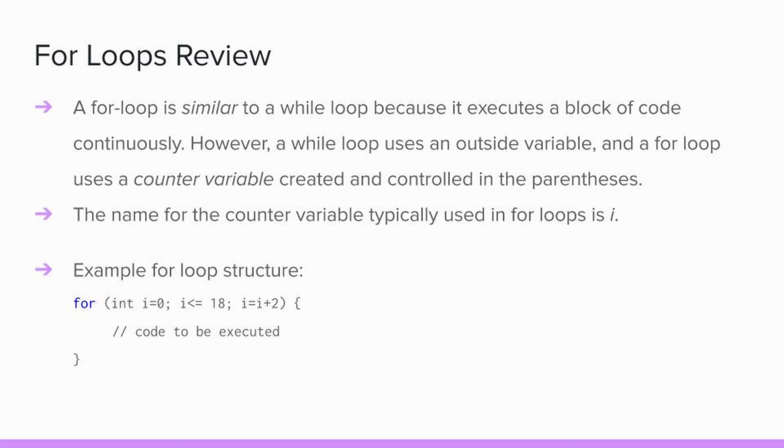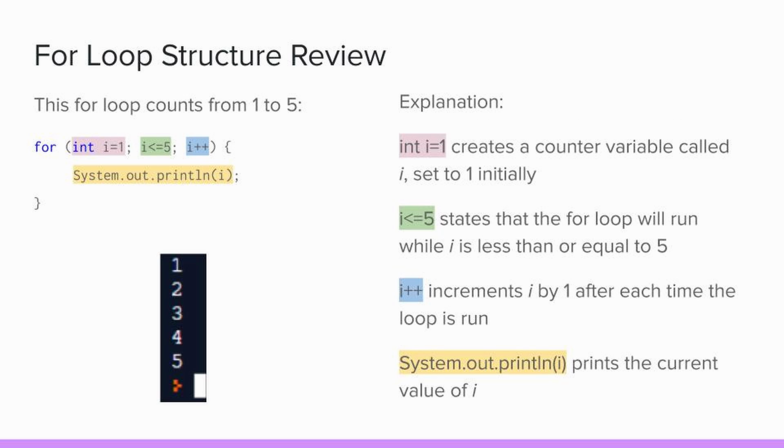We also covered for loops last week. A for loop is similar to a while loop because it executes a block of code continuously. However, a while loop uses an outside variable, whereas a for loop will use a counter variable created and controlled inside the parentheses. When we create a for loop, we have the keyword for and 3 sections inside a pair of parentheses in the header.